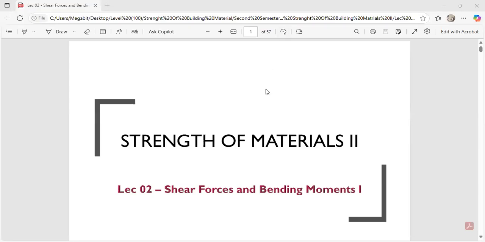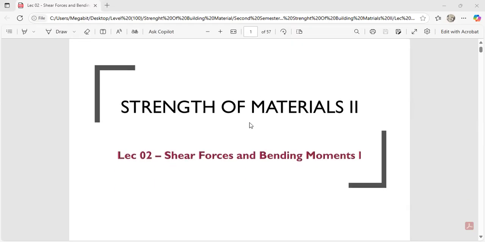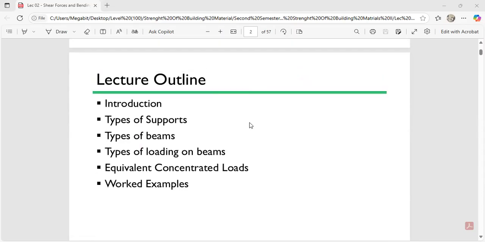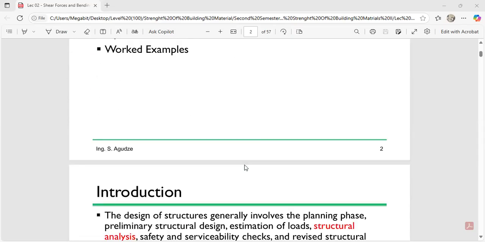Okay, so in our lecture 2, we are going to be talking about shear force and bending moment 1. Our lecture outline is composed of introduction, type of support, type of beam, type of loading on beam, and equivalent concentrated load, and also some work examples as well.